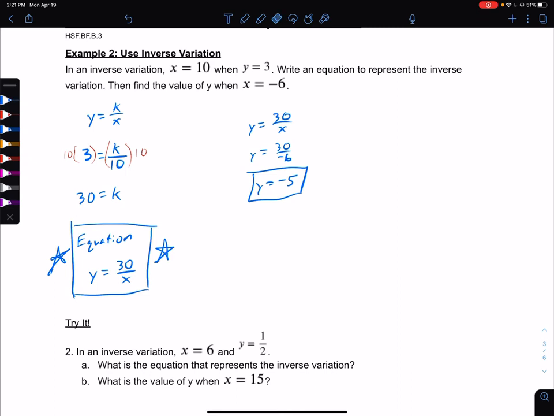So just be aware of that, and do make sure that you answer the question that they ask, or whatever the command is, whatever it's asking in this problem. All right, there you go. That's example 2.